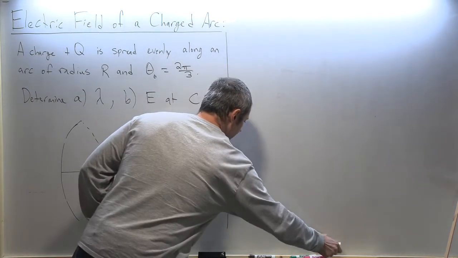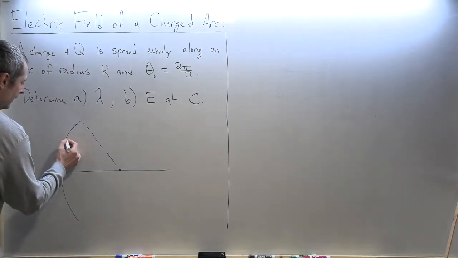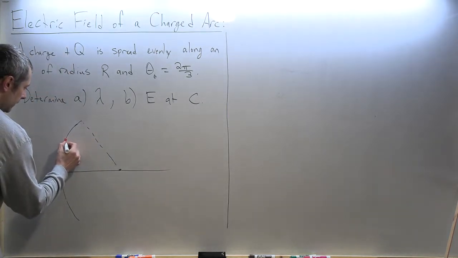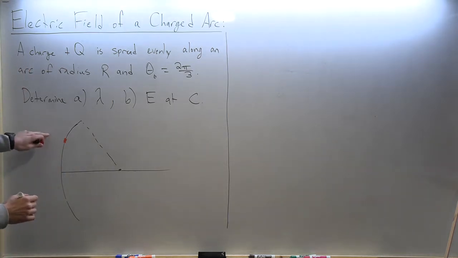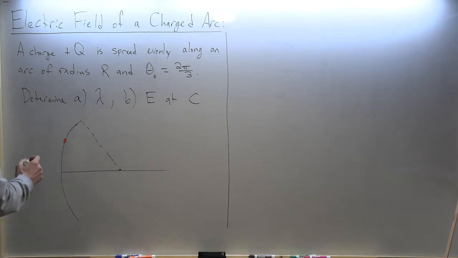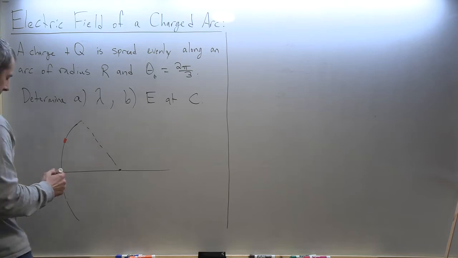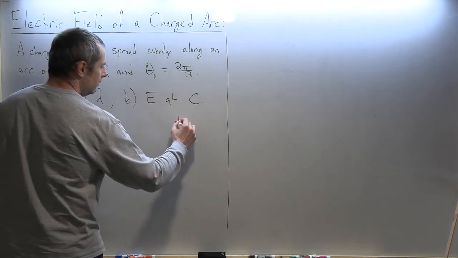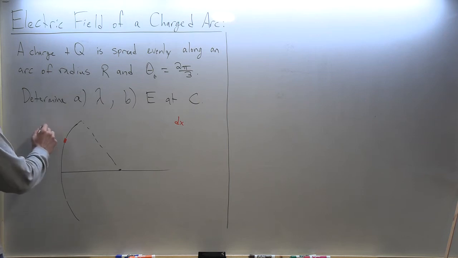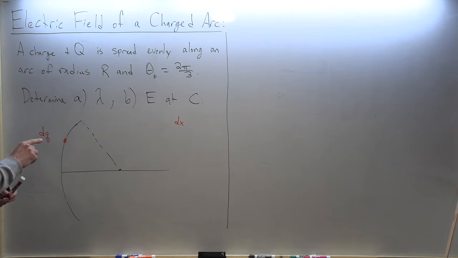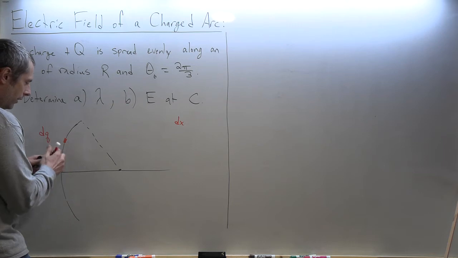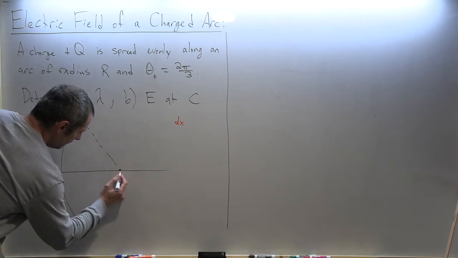I'm going to slice away a little bit of charge here. And it's really small. So small you can't even see it, so it looks like a proton. But I'm drawing it bigger so that you could see it. That has a little fragment of q. So just like when we have a fragment of x, we could say dx is a little piece of x. This is going to be dq, a little piece of charge. And then that little bit creates an electric field here because it's positive, pointing directly away.